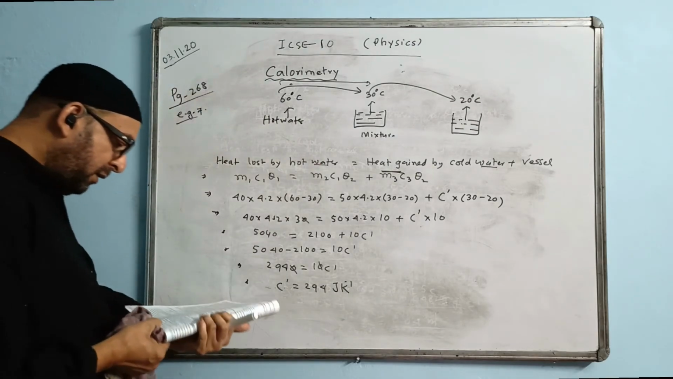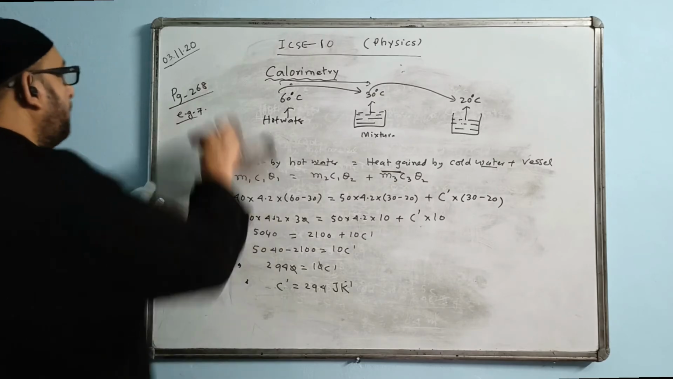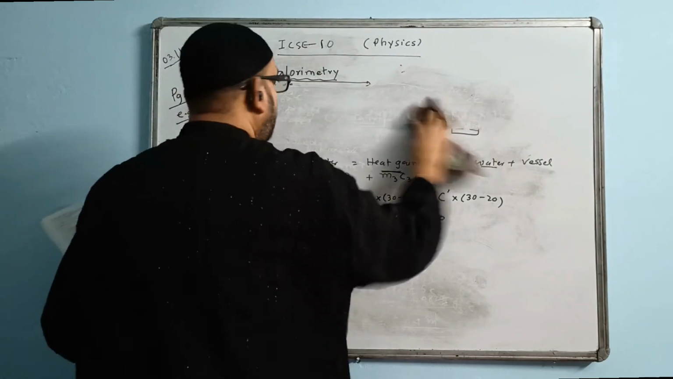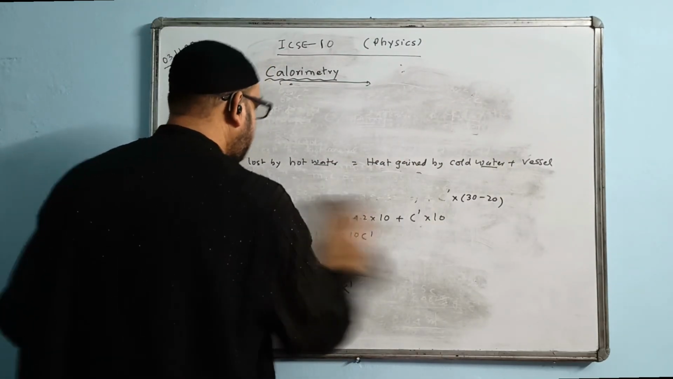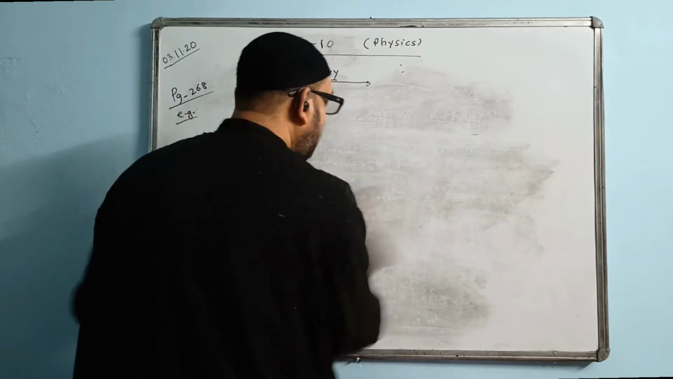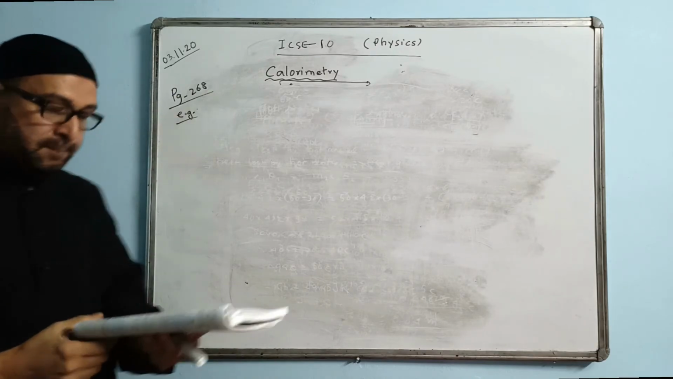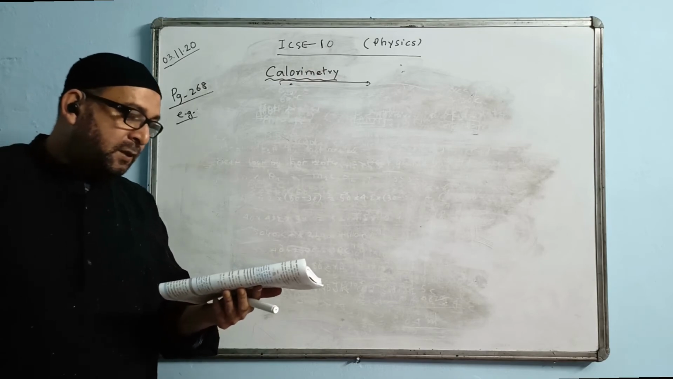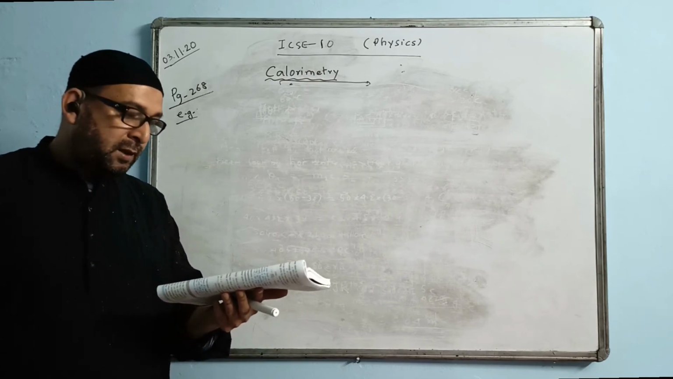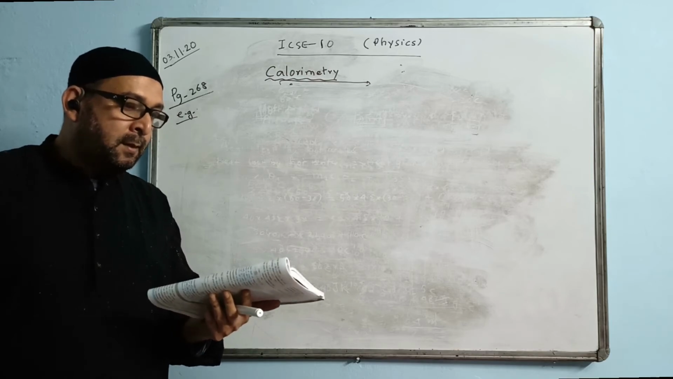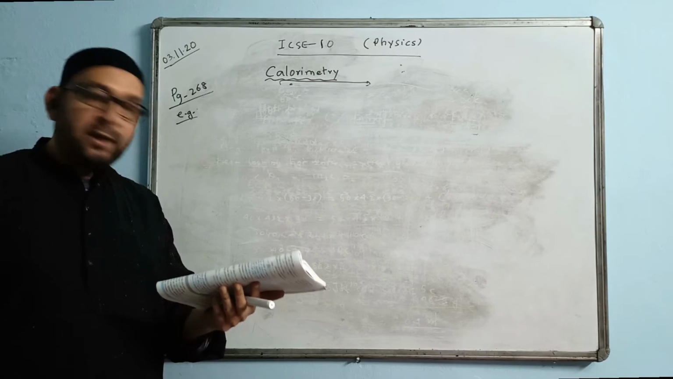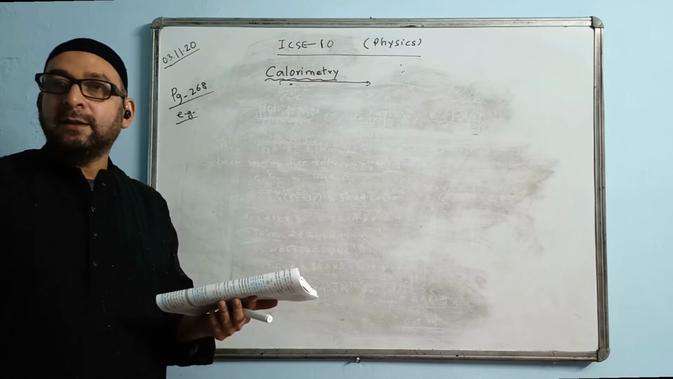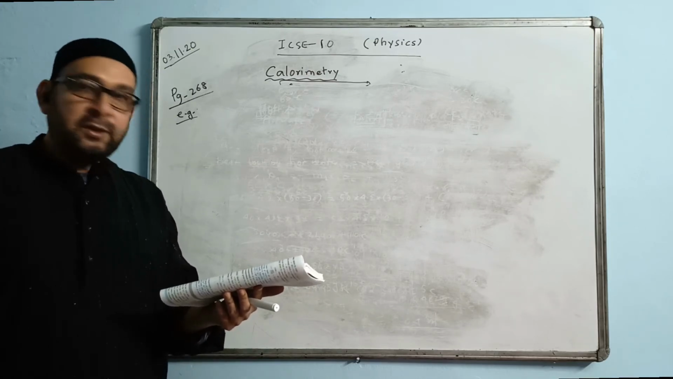Now we are doing one more question on the same page 268, example number 8. The question says: a metal piece of mass 20 gram is heated to a constant temperature of 100 degrees Celsius.